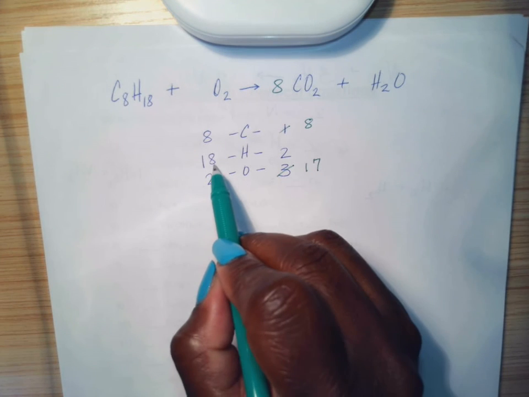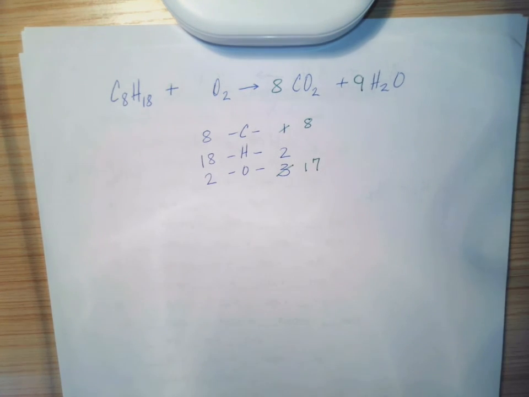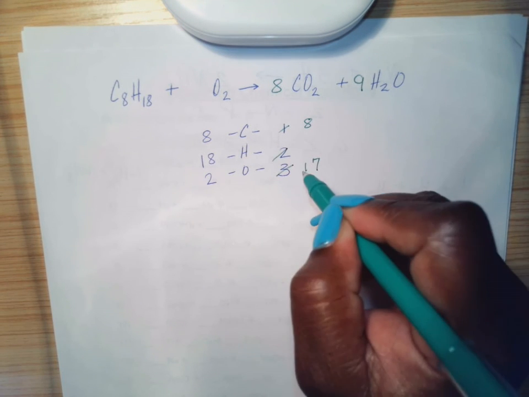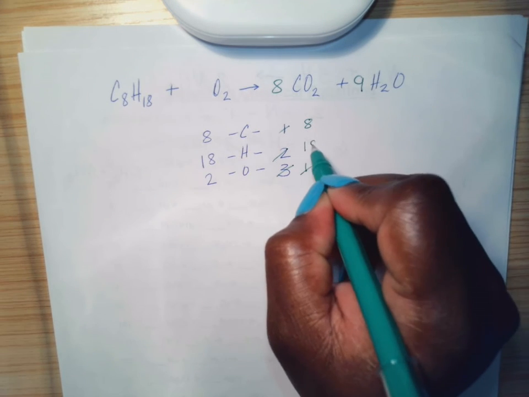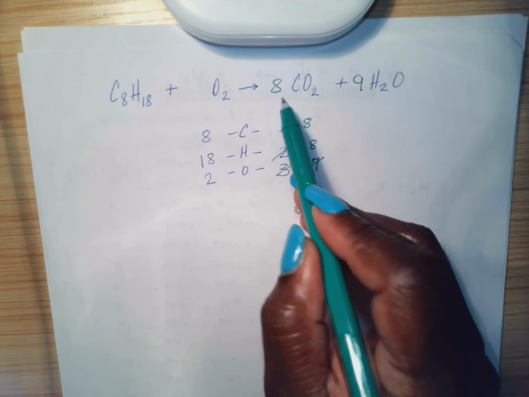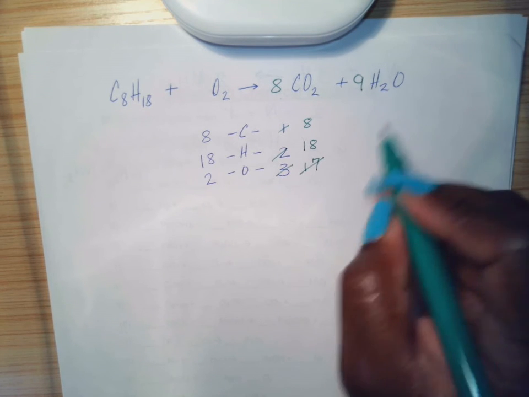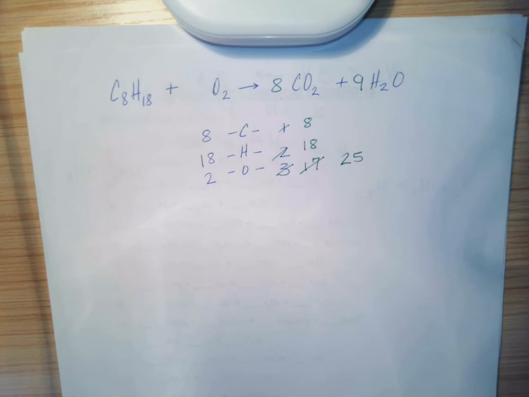I need a total of 18. So 2 times 9 would give me 18. But again, when I add that, it's going to change the number of hydrogen and it's going to change the number of oxygen. So although I have 18 hydrogen, now I have 16 oxygen from carbon dioxide plus 9 oxygen from water for a total of 25 oxygen.